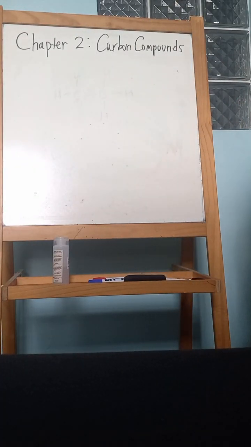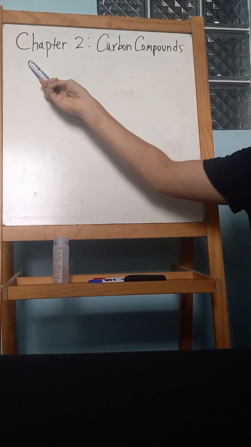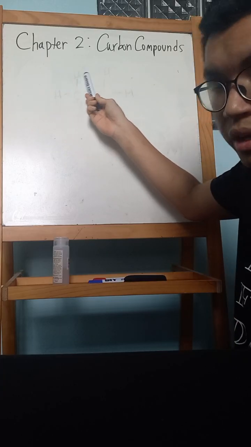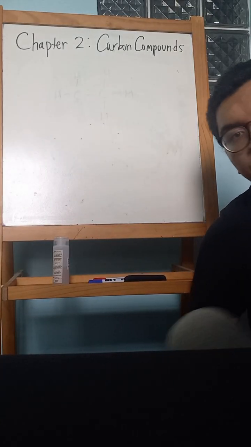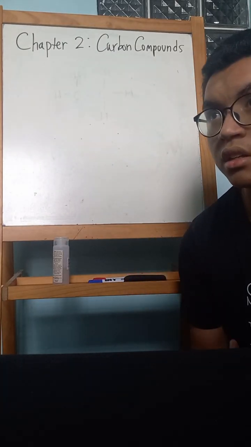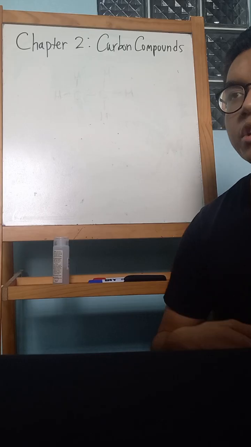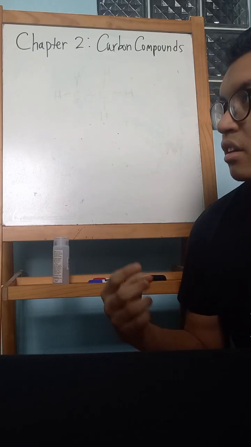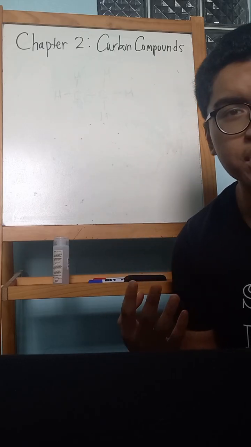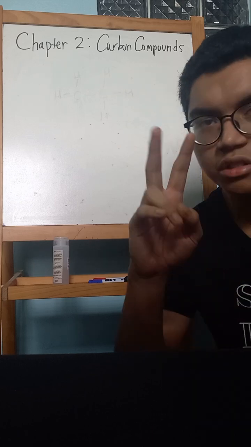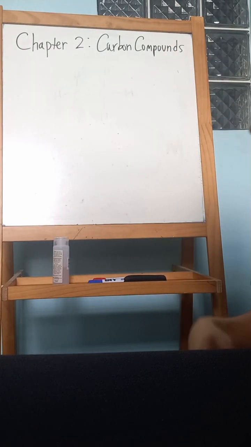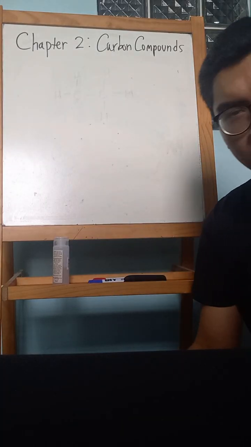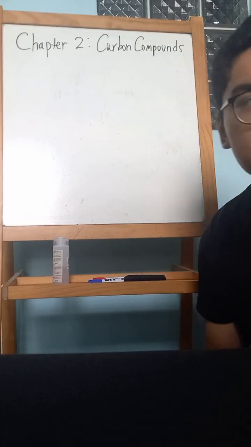Today we're going to be covering chapter 2, carbon compounds. It's a pretty complicated chapter in Form 5, and if anything it will build on your basic understanding for the next chapters, chapter 4 and 5. Okay, so let's go through the basic understanding first.